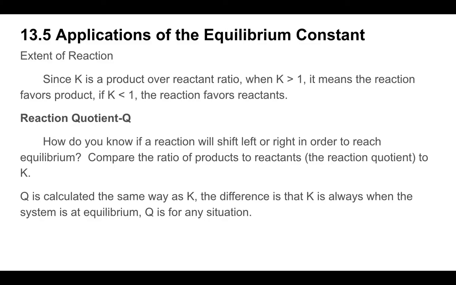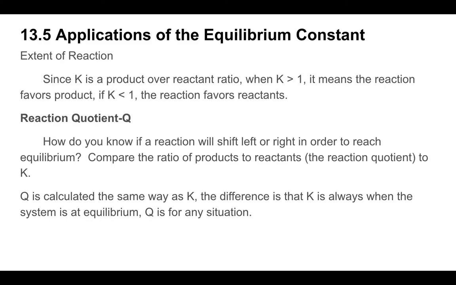Well, the way you determine that is you simply compare the ratio of the products to the reactants, known as the reaction quotient, to the K value for that particular reaction. So here we have two capital letters, capital Q and capital K. They're very easy to get mixed up because you calculate them the same way. You put the products over reactants raised to their specific powers. However, there is a difference. K is only calculated using equilibrium concentrations. Q can be calculated using non-equilibrium concentrations.